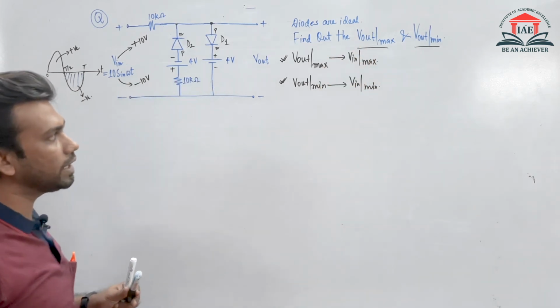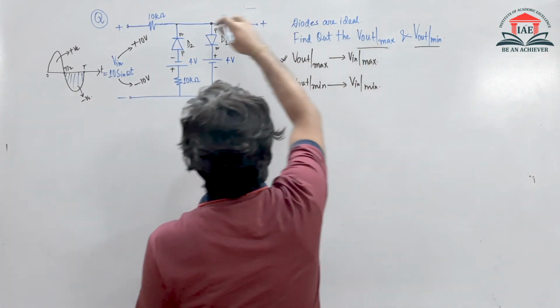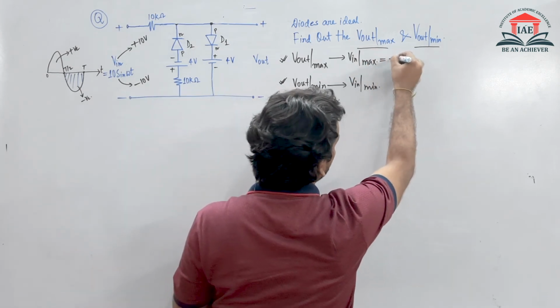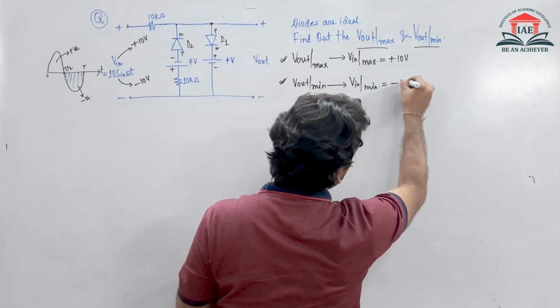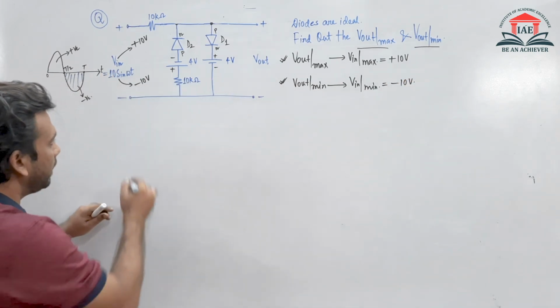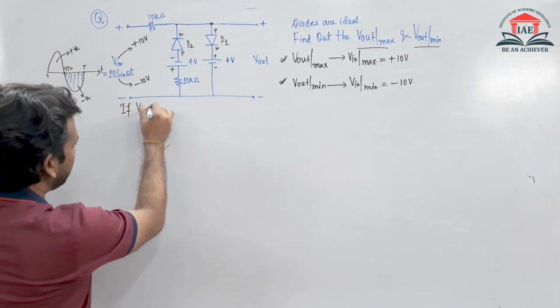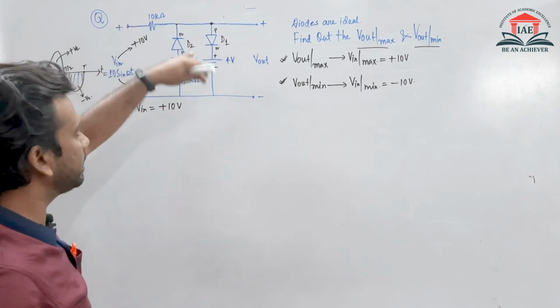So if I consider the input voltage maximum value, what do you have as the input voltage maximum value? +10 volt. So I can say this will be plus 10 volt. Similarly this will be minus 10 volt because it is 10 sin omega t. Now if the input voltage is equal to plus 10, what will be the equivalent circuit?